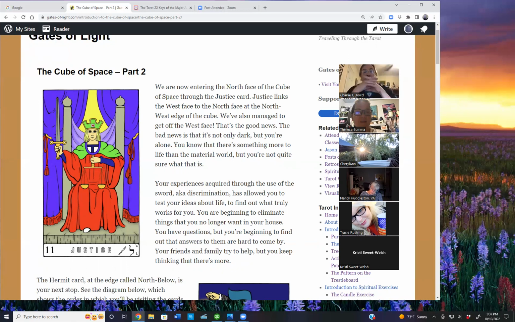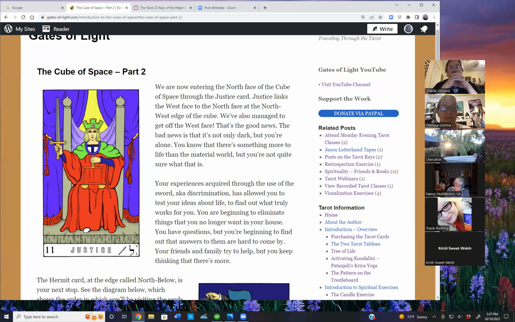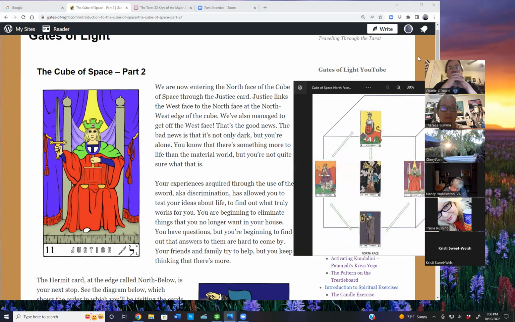So let me move us over here. And let me get to the north face. If I can get it on there without losing it, we'll be in good shape. So there it is.